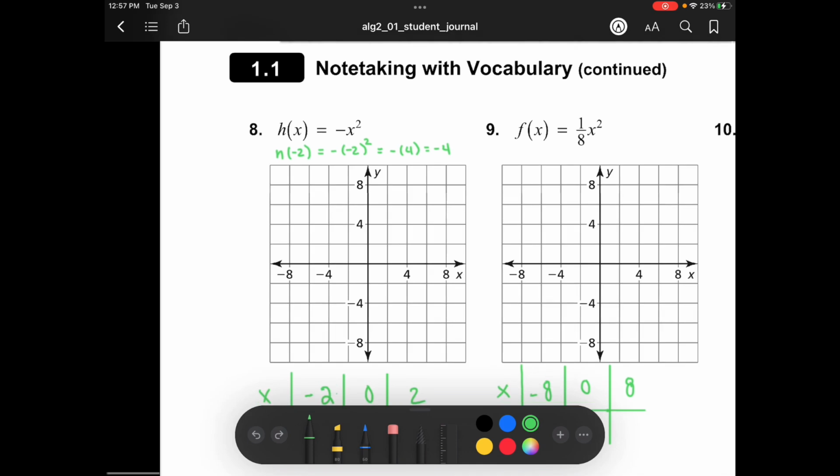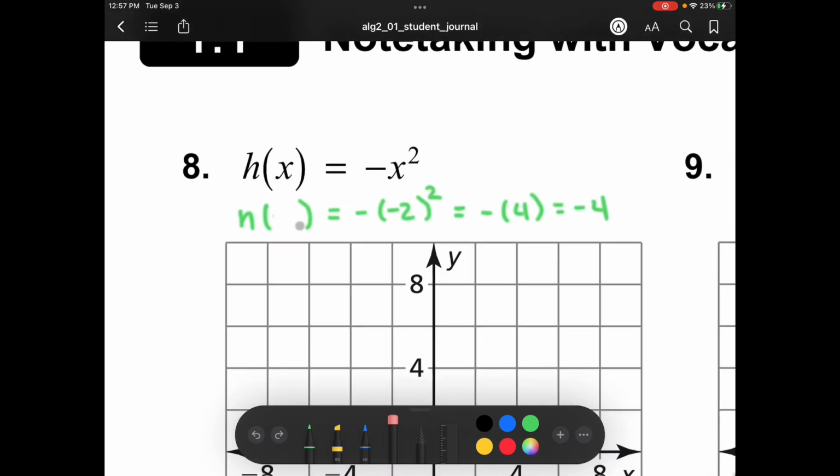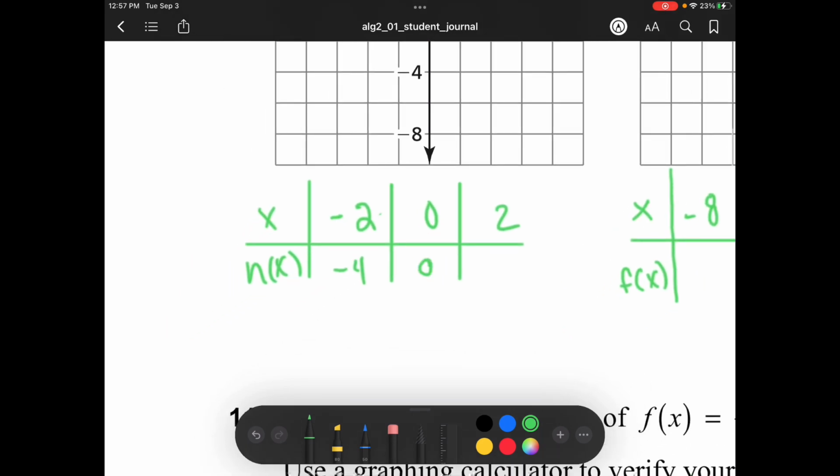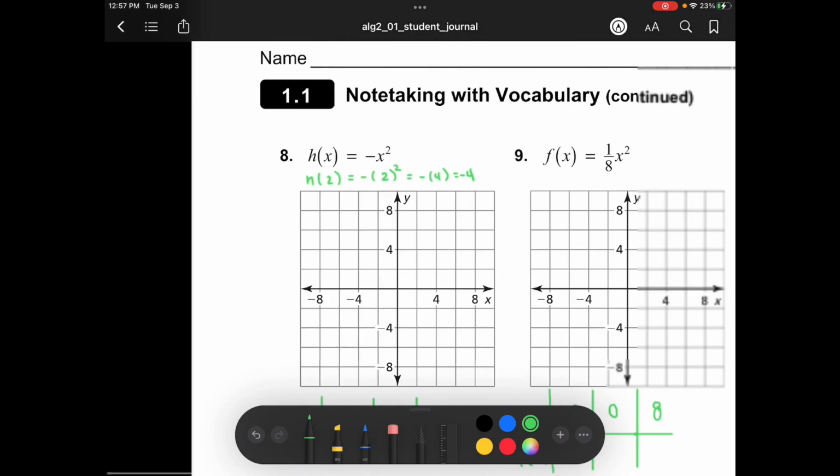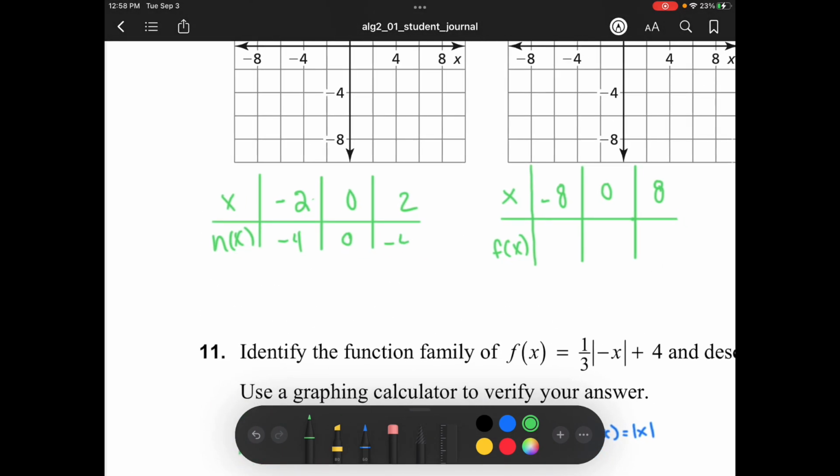The next thing that we're going to put in is a 0. That's the next up on our table. So h of 0, that gives us 0 squared is 0 times a negative, it's still 0. Then we're going to go ahead and do number 2. So we're going to choose 2. 2 squared is 4 times a negative is -4. That's going to be put in there.